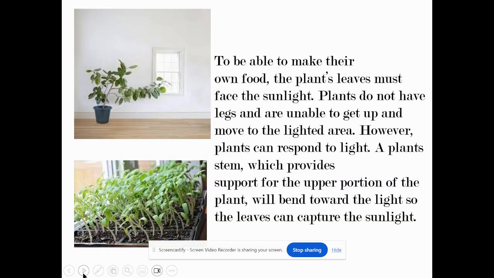To be able to make their own food, the plant's leaves must face the sunlight. Plants do not have legs and are unable to get up and move to the lighted area. However, plants can respond to light. A plant stem, which provides support for the upper portion of the plant, will bend toward the light so the leaves can capture the sunlight. So if you look at the picture, the stems are bending towards the light so the leaves can capture the sunlight.